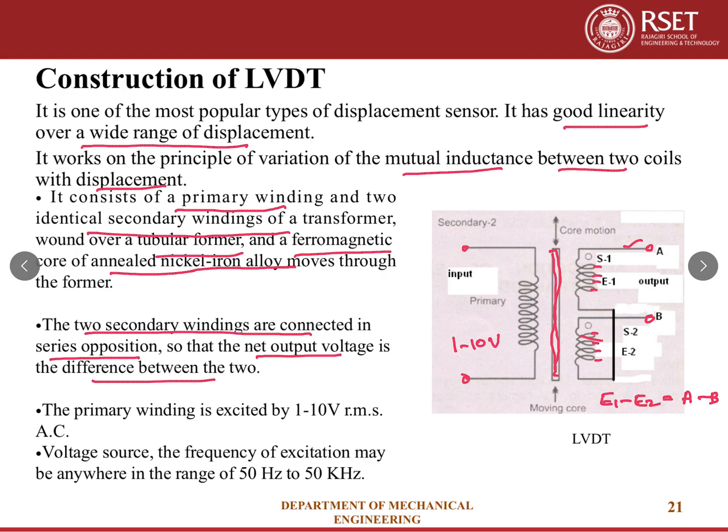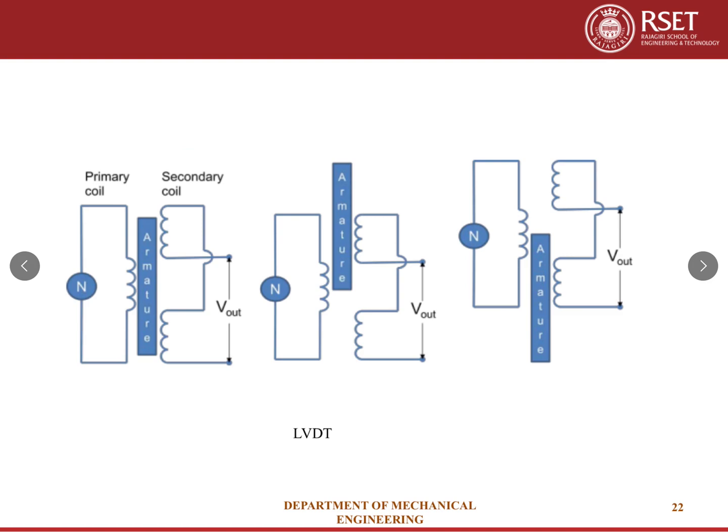So that's about the construction. It consists of a primary winding where we give the excitation. Then we have two secondaries. The specialty of the secondaries is that they are series opposite in direction with an equal number of turns. And there is a core at the center between the primary and the secondary, made of ferromagnetic material.